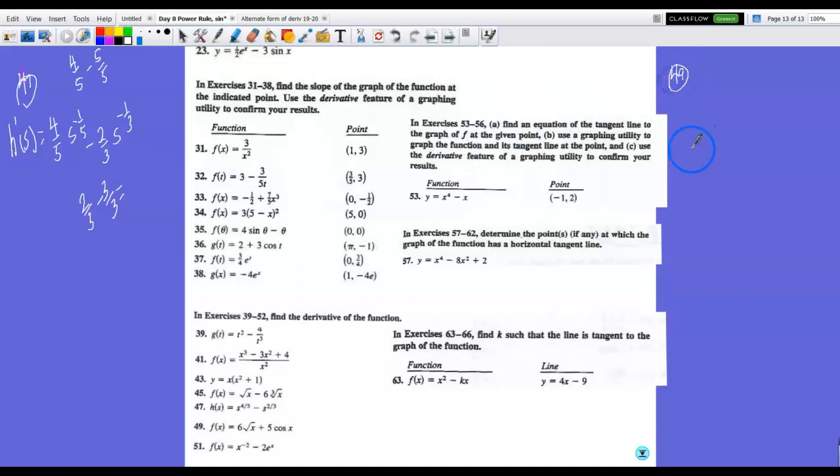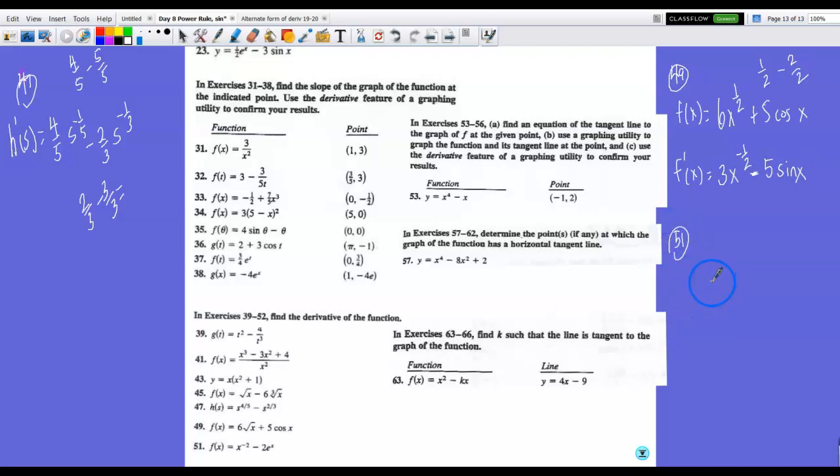49. I'm going to do a rewrite first, and I'll make that f of x equal to 6x to the 1/2 power, cosine is fine, 5 cosine of x. Derivative of the first term, 1/2 of 6 is 3. Decrease that power by 1, so 1/2 minus 1, which is 2/2, is negative 1/2. The derivative of cosine is negative sine, so I get negative 5 sine x. 49.